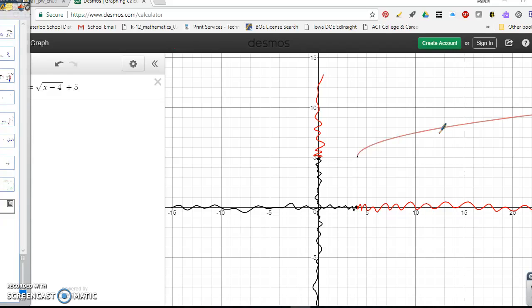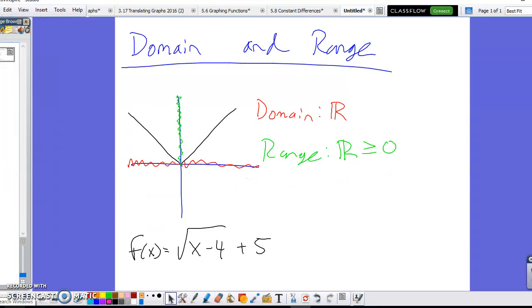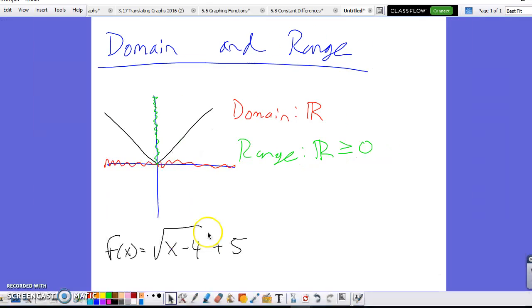So color coding this helps me a little bit, and I can say, well, my domain, so my x coordinates, look like they go from 4 and above, so all real numbers greater than or equal to 4. And my range looks like it's from 5 and above, so all real numbers greater than or equal to 5. Okay? Alright, so real quick review on domain and range. We're going to move on and look at a few things we've been working on recently here.